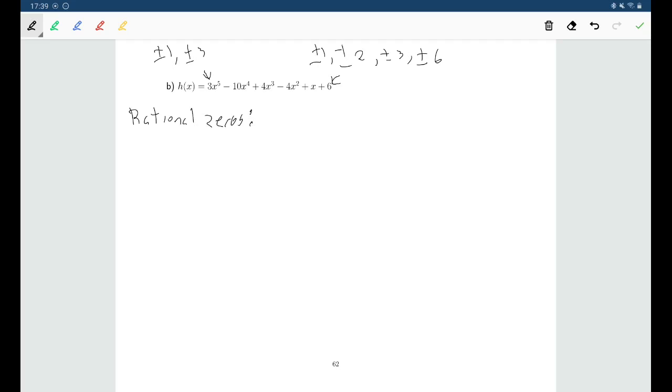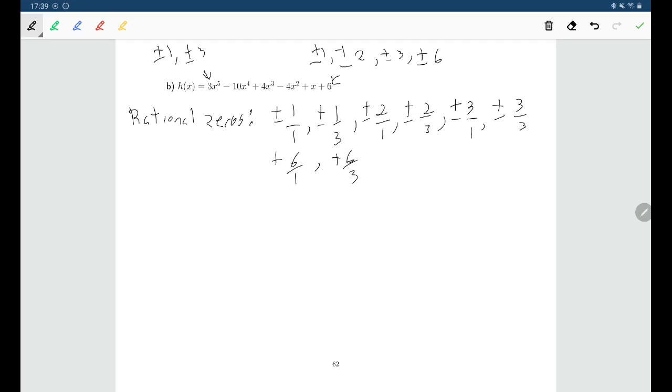So we would have 1 over 1, 1 over 3, 2 over 1, 2 over 3, 3 over 1, 3 over 3, 6 over 1, and 6 over 3. And some of these are duplicates, of course. 3 over 3, that's the same thing as 1. We've already got 1 on our list, so we don't really need it. That's a duplicate. 6 over 3, that's the same thing as 2, and we've already got 2 on our list, so we don't really need that.